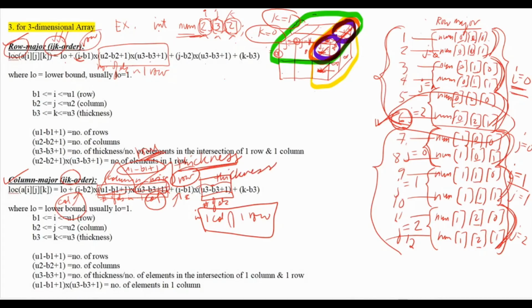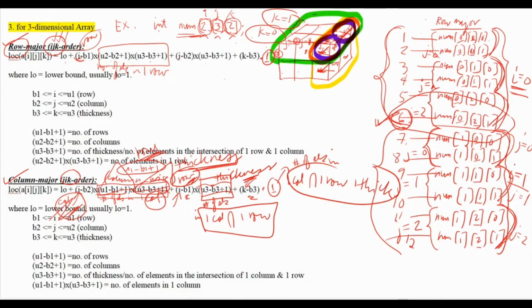And then plus the next and the third consideration is the thickness, so K minus the base of K, which is B3, times 1. And what is this one? 1 is the number of elements in the intersection of one column and one row and one thickness, which is the same as what we have in here a while ago, right? It's equal to 1.